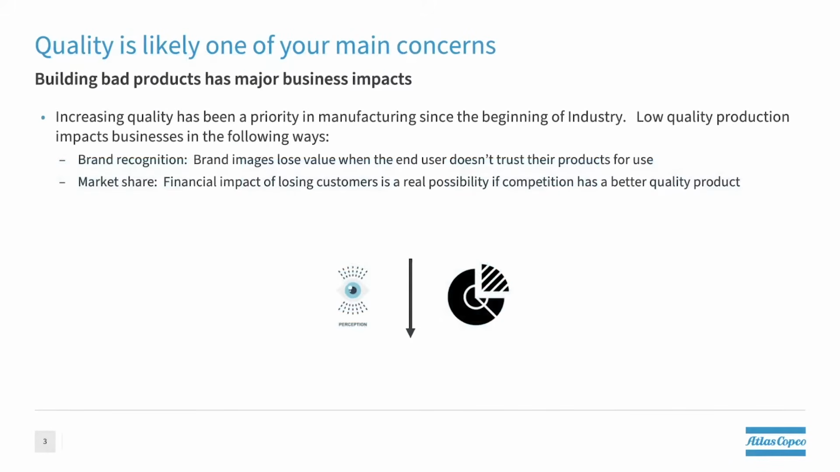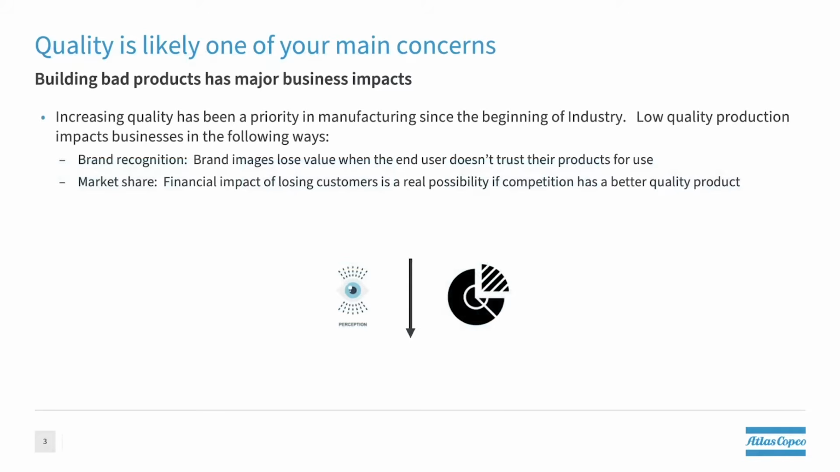It's no secret quality is a major focus area within your production environment, and that's because building bad products will impact the company in multiple ways. This standard hasn't changed since the beginning of any type of craftsmanship. Quality will always be very important. A subpar quality product can affect brand perception, having a compounding effect. A user may lose their brand loyalty if they don't trust their products for use anymore.